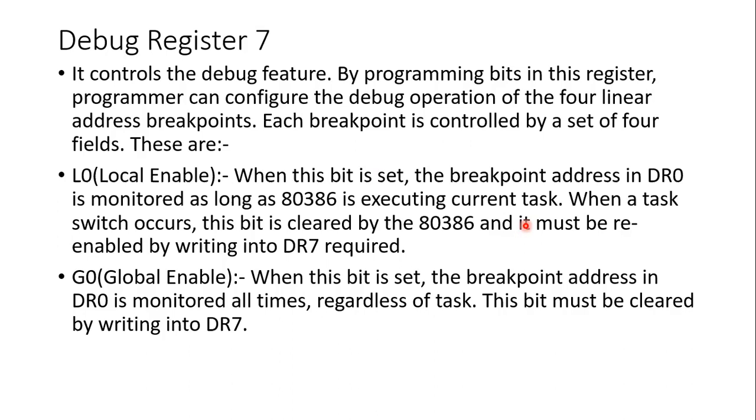Let that task get over, then it will come to the second task, and even after the second task's execution is over, it will come to the third task. What is the meaning of global? It will monitor your DR0 register all the time regardless of the task, and once this bit is cleared, it must be re-enabled again by writing it into the DR7 register.